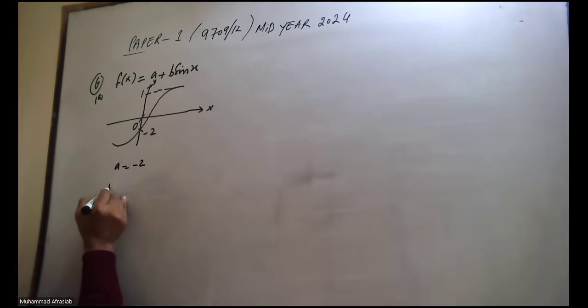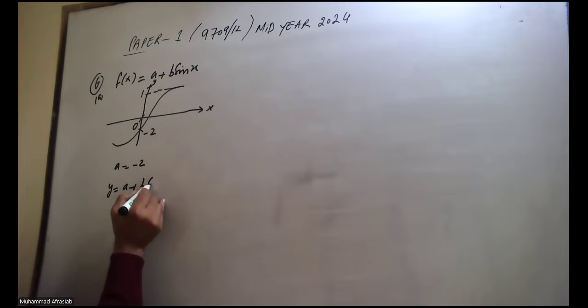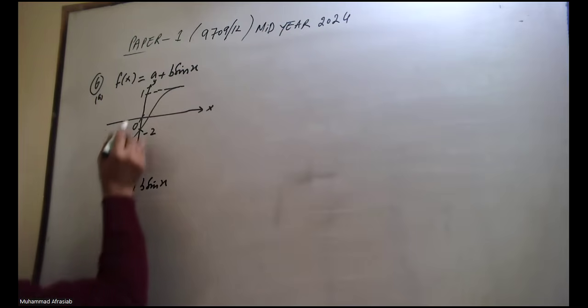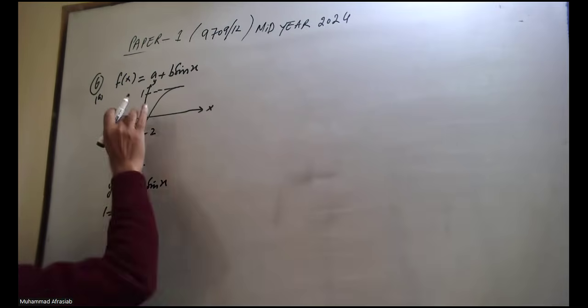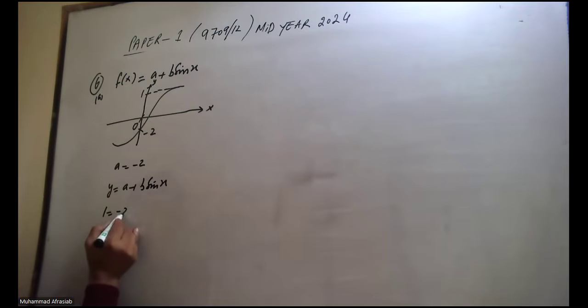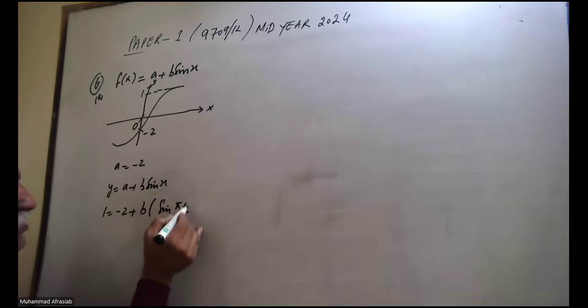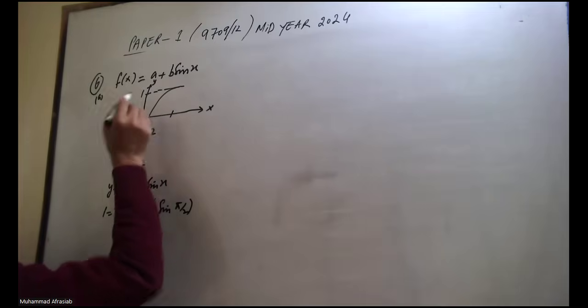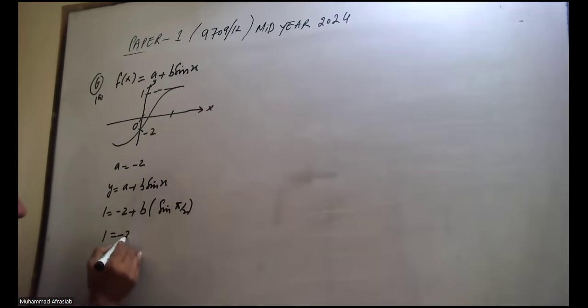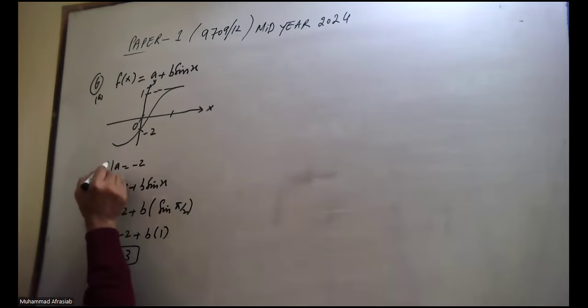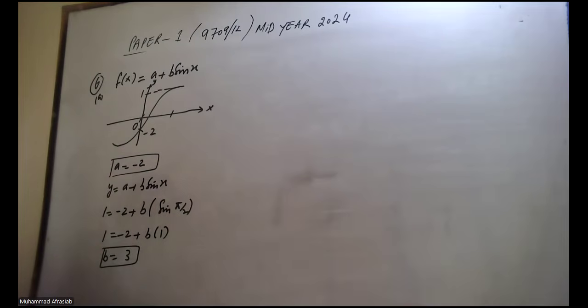And then y equals a plus b sine of x, where the y value is equal to 1 and a value is equal to -2 plus b, and the sine of x value there is pi by 2, because it is going to be shown there as 1. So that is equal to 1, minus 2 plus b into 1. So b value is equal to 3. So there are two values, a is -2 and b is equal to 3 for this question. f of x is equal to a plus b sine of x there.